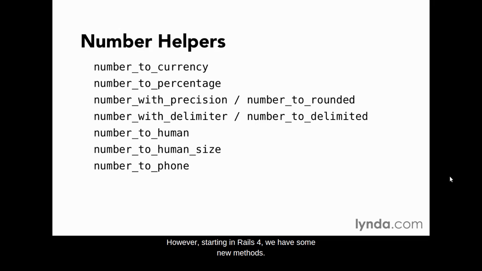However, starting with Rails 4, we have some new methods, number to rounded and number to delimited, which do the same thing, but which follow that standard naming pattern. So number with precision, number with delimiter still work, but you're going to start seeing a shift and people transitioning over to using the new names instead.